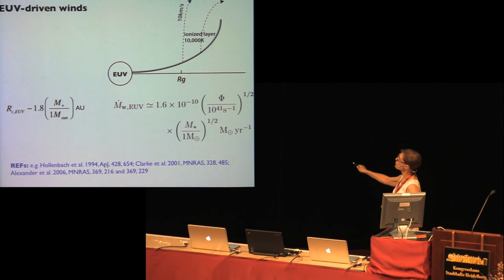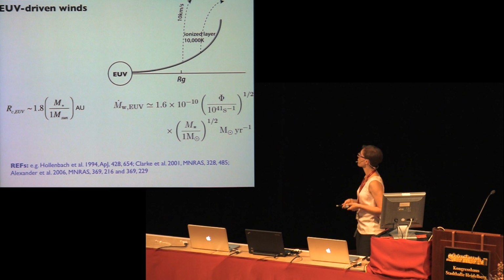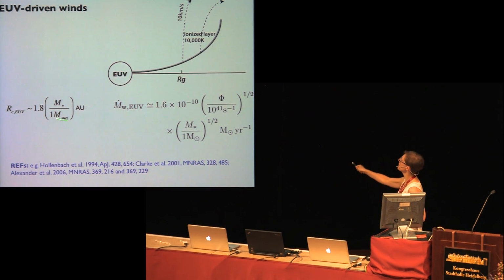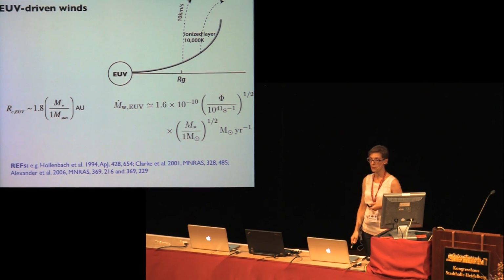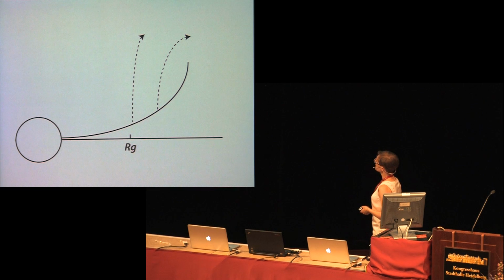In these models, you can define, as I said, the critical radius, which is the radius where most of the mass is lost, and it's inside the snow line. Another important parameter that I want to point out here is the mass loss rate, which is modest, of the order of 10^-10 solar masses per year.